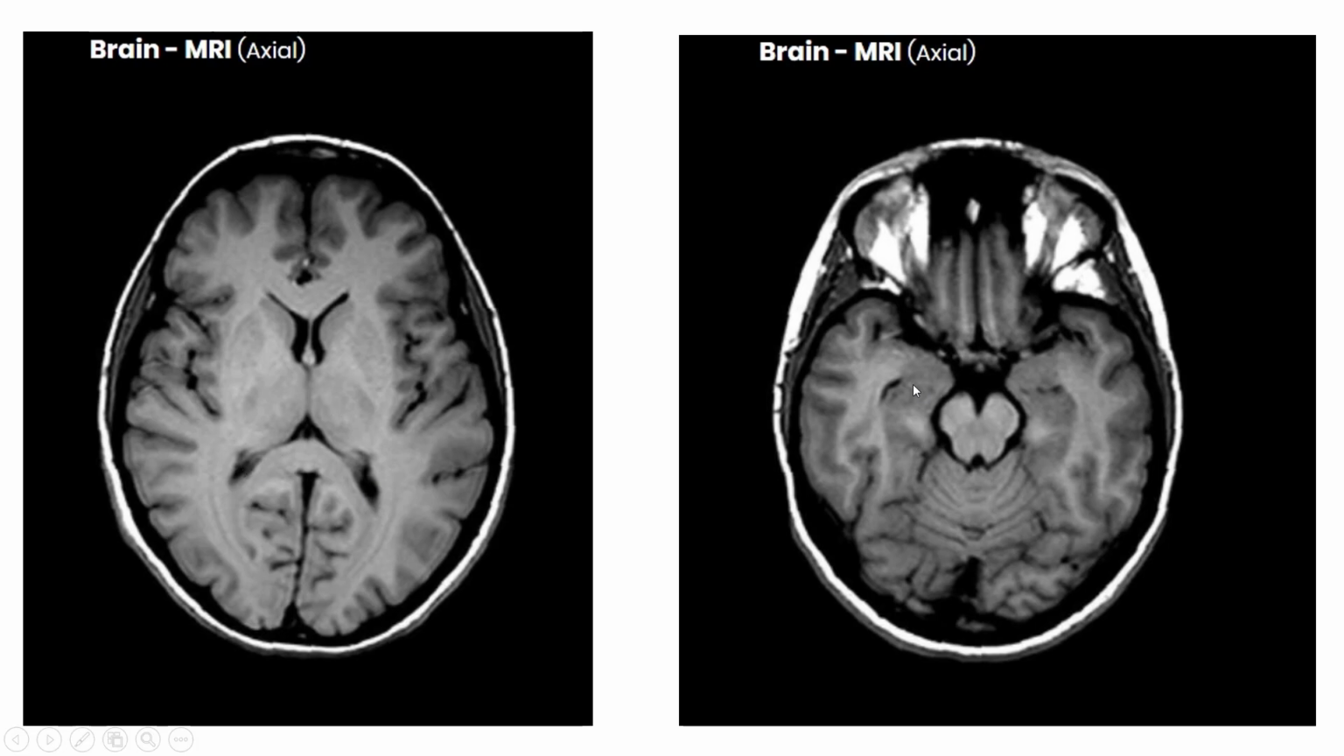And then on this image here, you're just catching a little wisp of the temporal horn in the temporal lobe of the brain. So you see the left temporal horn and the right temporal horn, just catching a little bit of that in this image, just because it is a thicker slice.